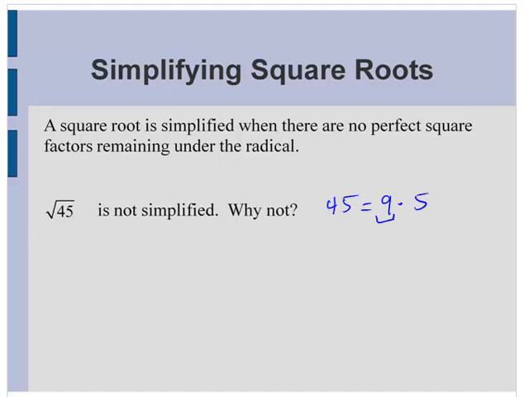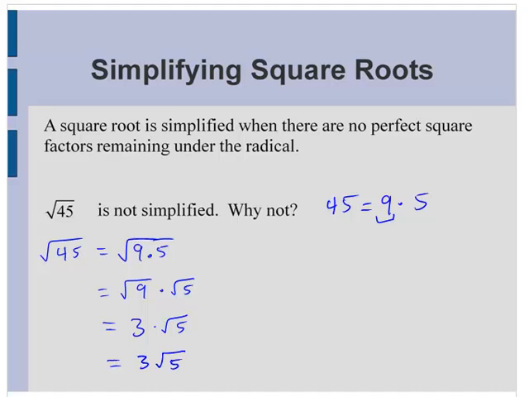Notice that 9 is a perfect square. So then the square root of 45 can be written as the square root of 9 times 5, which can be broken up as the square root of 9 times the square root of 5, which is 3 times the square root of 5, which is just written as 3 square root 5. So the square root of 45 is not simplified. Three times the square root of 5, this is the simplified form.